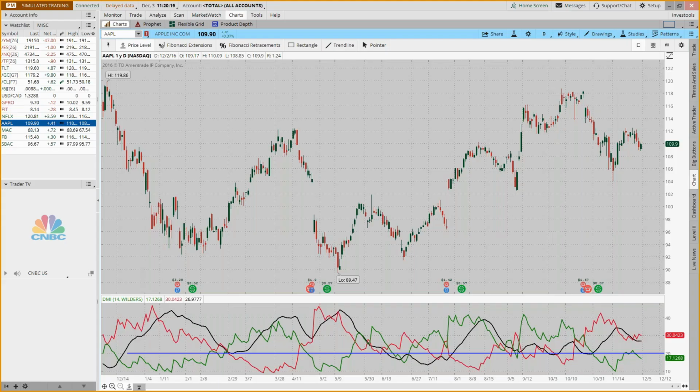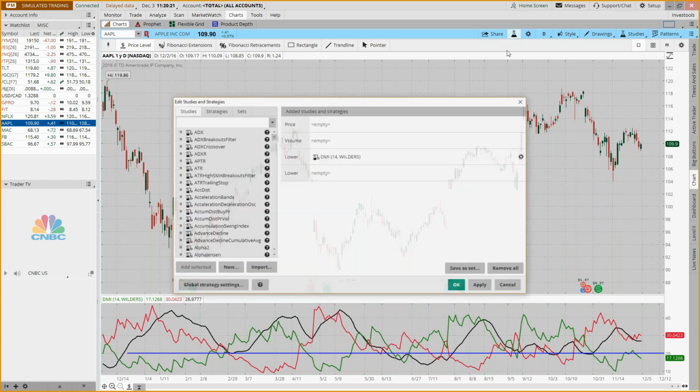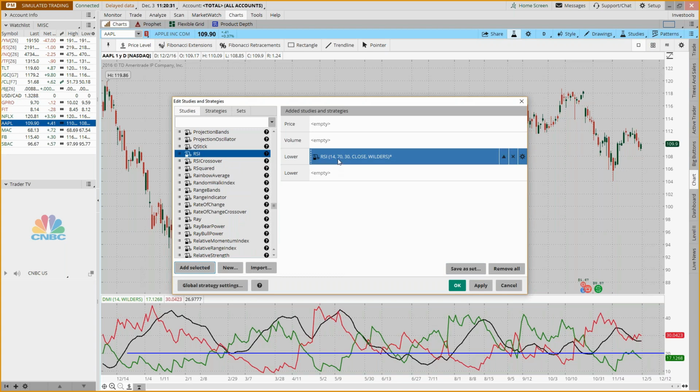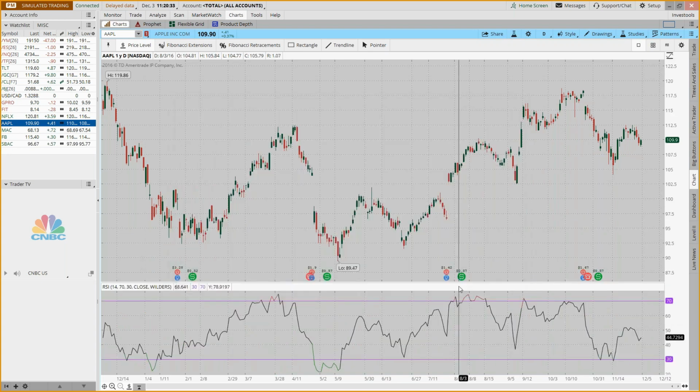Okay, so let's put this on our chart and let's look at this. The RSI right here. Now the default is usually 14. Okay, and so this is what you normally see. It's 14. Let me thicken it up a little.